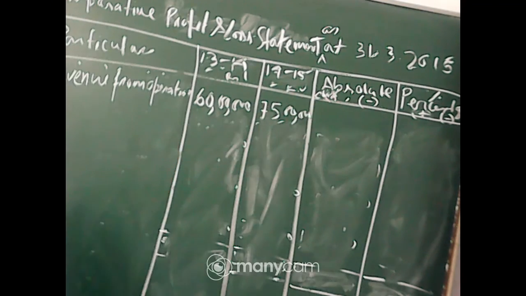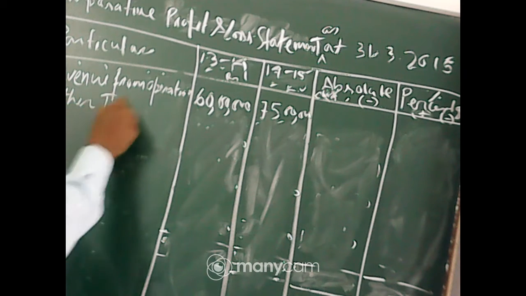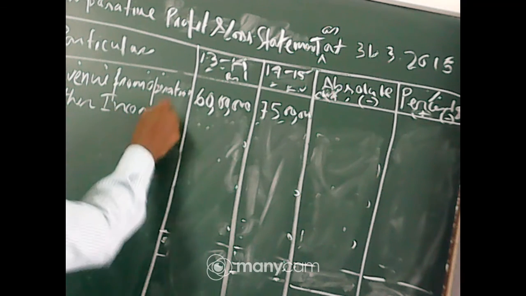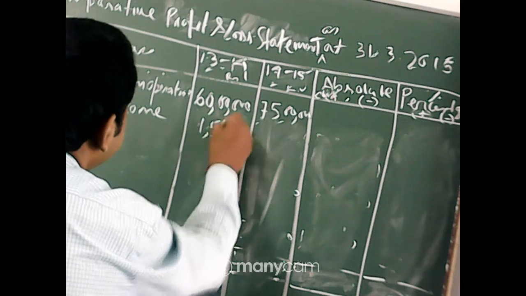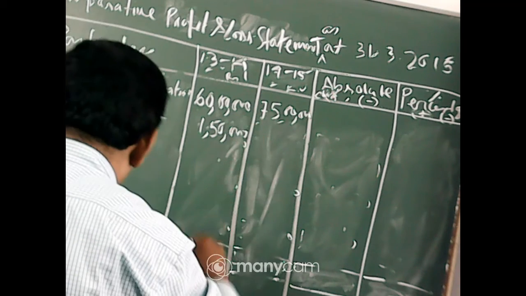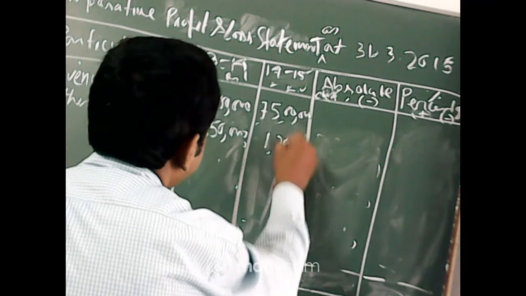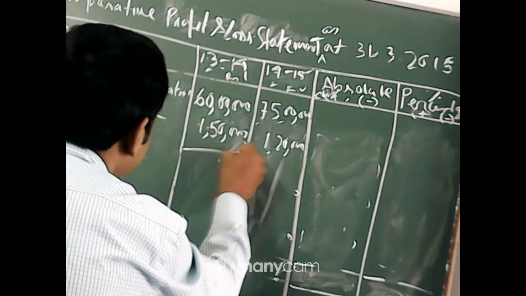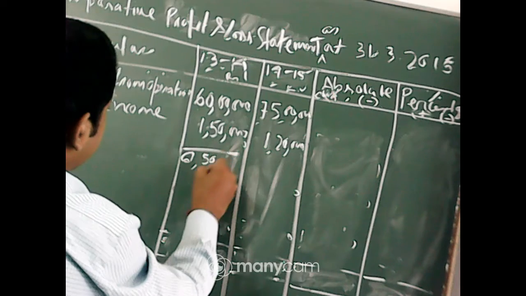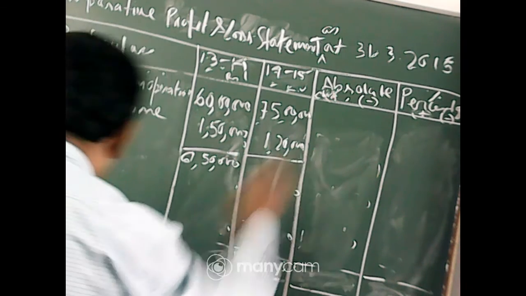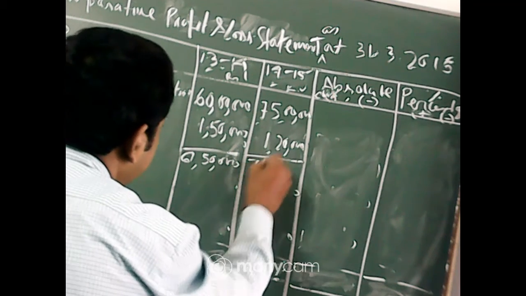Next is number 2, other income. What is other income? Other income is also given in the question, that is 1,50,000 and 1,20,000. And what is the total? Total is 61,50,000 and here total is 76,20,000.